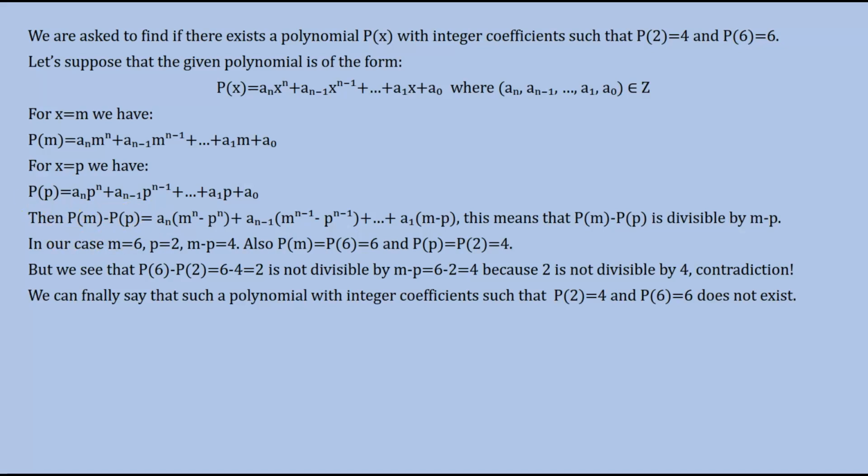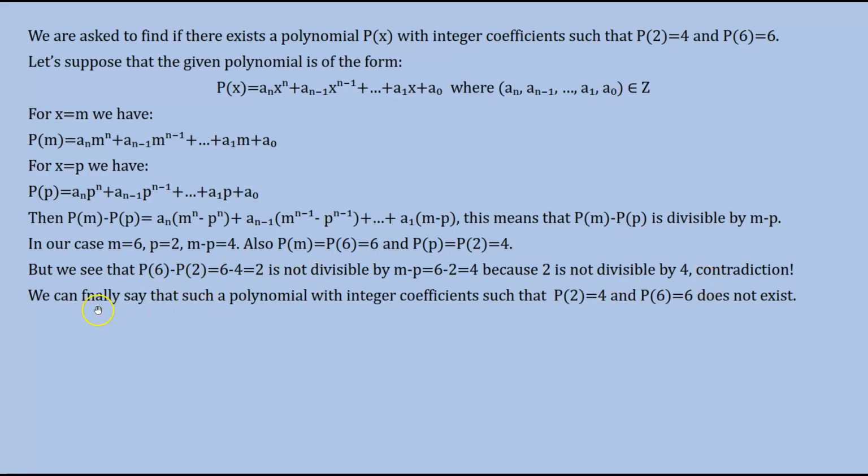Now, for the request of our problem, we have that m is equal to 6 and p is equal to 2. M minus p is equal to 4, while p of m is p of 6, which is 6 by the request of the problem, and p of p is p of 2, which is equal to 4. But we see that the difference p of 6 minus p of 2 is equal to 6 minus 4, which is 2, while the difference between m and p is equal to 4. But we see that 2 is not divisible by 4. This is a contradiction.